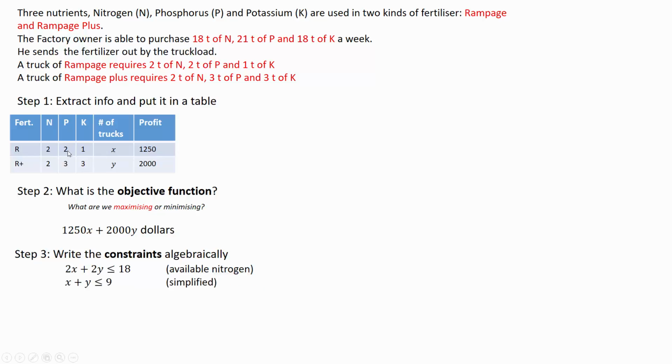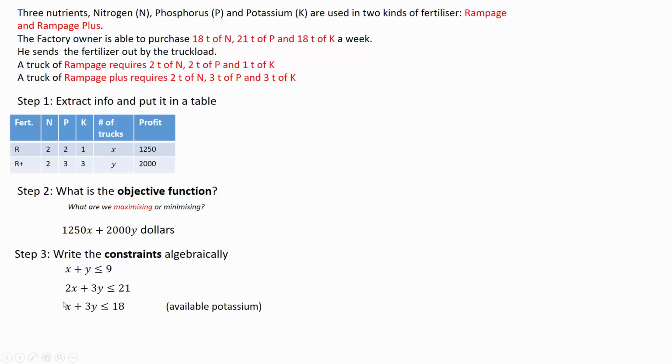So this is going to be using the phosphorus here, where I've got 2 tons per load of Rampage or 3 tons per load of Rampage Plus. So the equation for that becomes 2 times X plus 3 times Y, taking the numbers from up here. And that's got to be less than or equal to 21, because I've got 21 tons of phosphorus available per week. On to potassium.